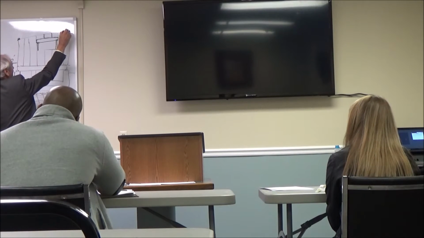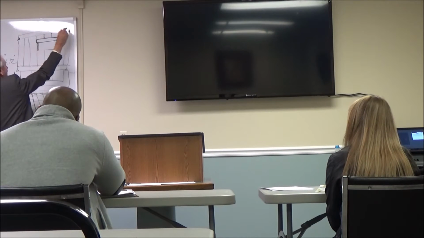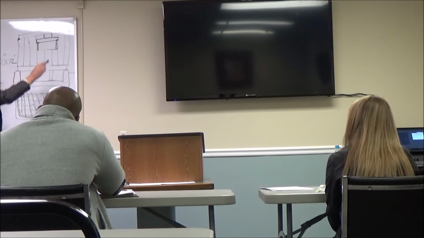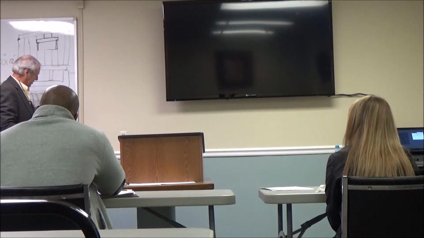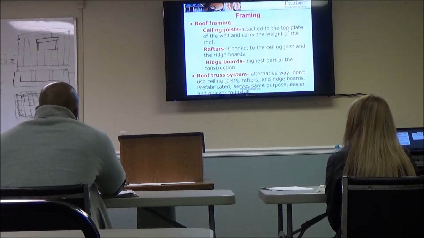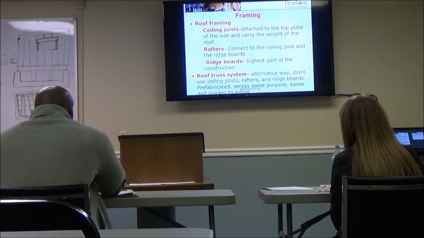Now we're going to start putting floor joists across like we did down here before the flooring. We had these floor joists. Now we're going to start putting them up here. It's going to carry the weight of that roof. Called ceiling joists. Attach the top plate of the wall and carry the weight of the roof.